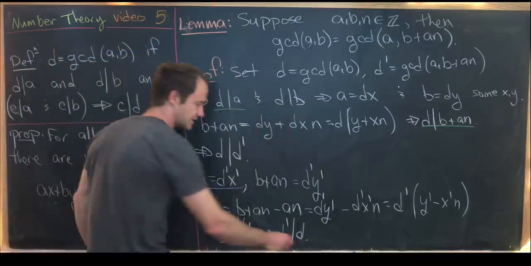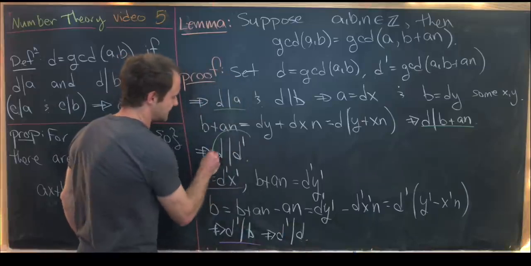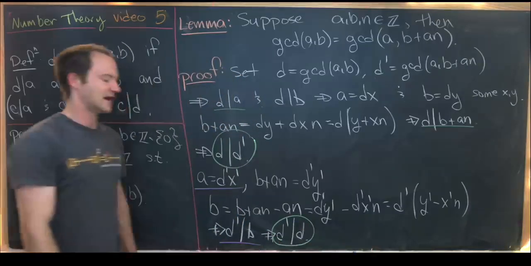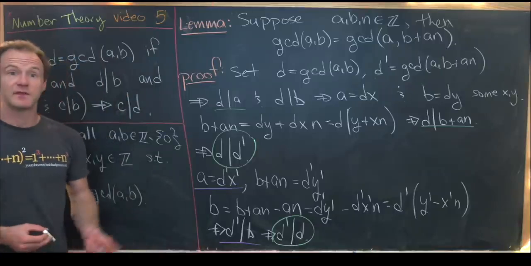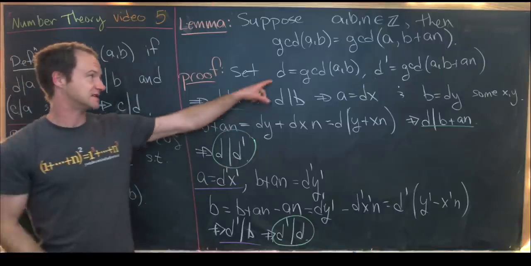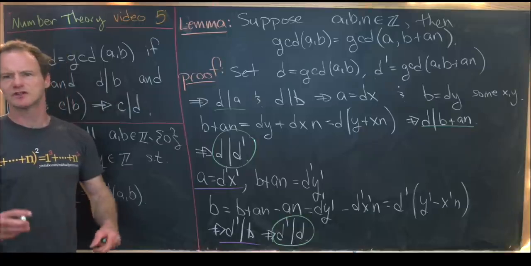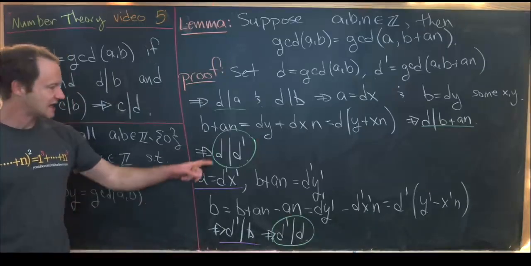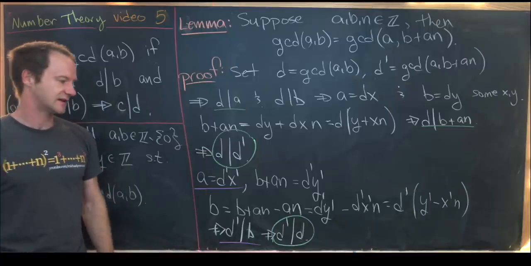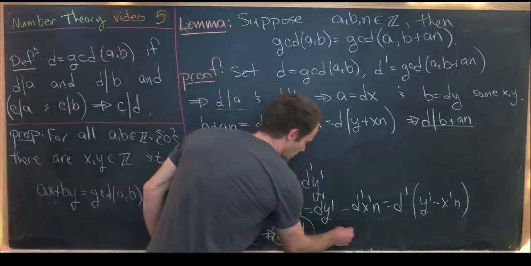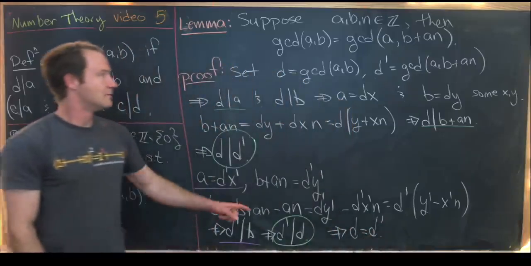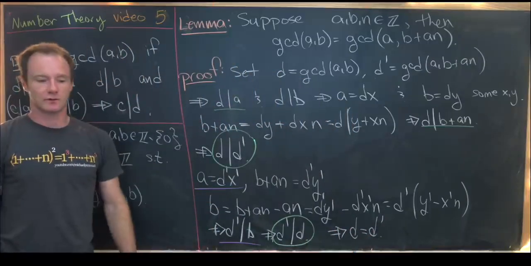And now we're ready to finish this off. Notice we have D divides D prime divides D, but those are both natural numbers because they're the GCD of two integers, and we take GCDs to always be natural numbers. So anytime you have mutual divisibility like this, it means the numbers are the same. So we have D equals D prime. But that's exactly what we wanted to show.